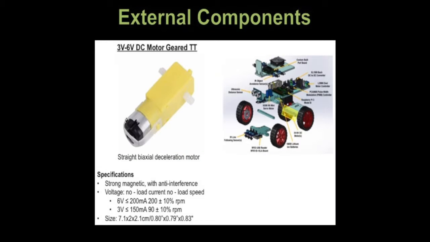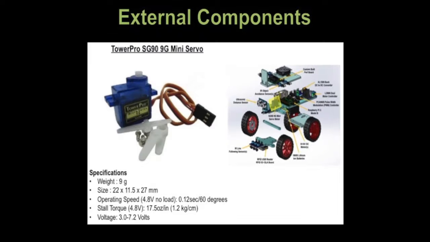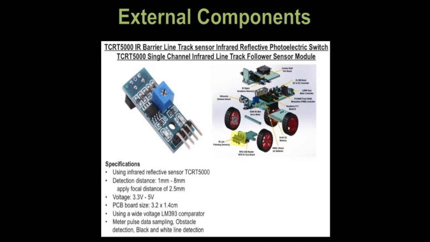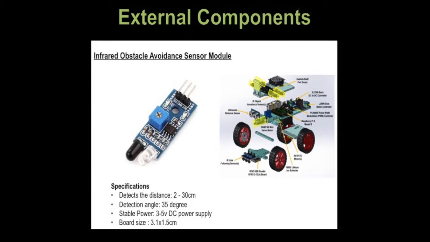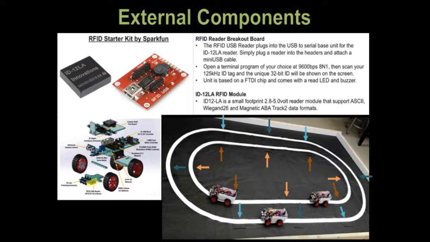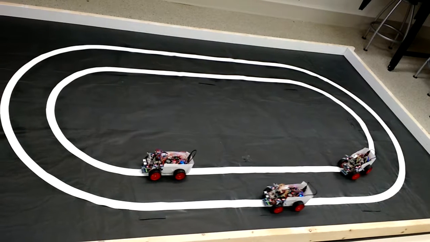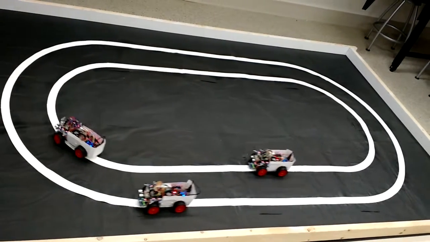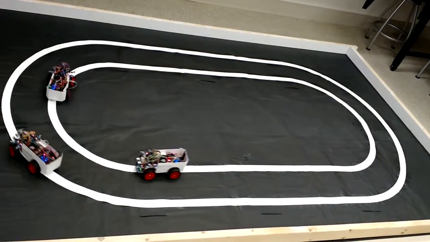The external components to these devices are the 6-volt DC motors which drive the back wheels, the SG Mini servo which directs the steering, the infrared line sensors which read light versus dark colors, the infrared object avoidance sensors which detect obstructions, the ultrasonic sensor which determines object distance, and the RFID scanner which reads RFID tags underneath each lane and determines location based upon each card read. The combination of these sensors and controllers allows the autonomous vehicles to navigate their environment effectively.